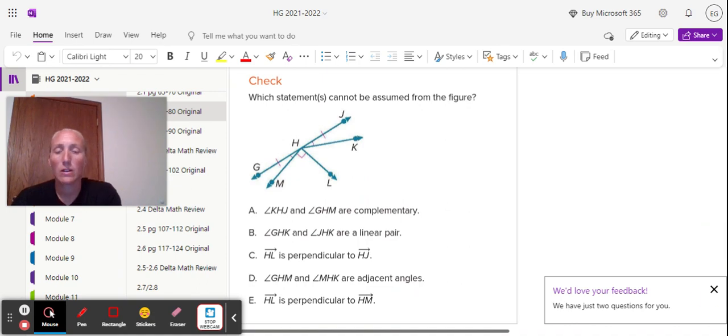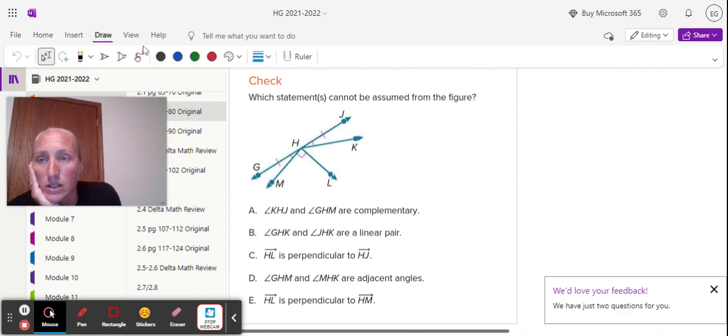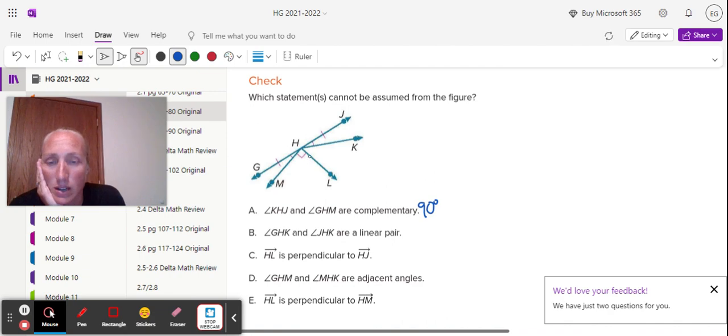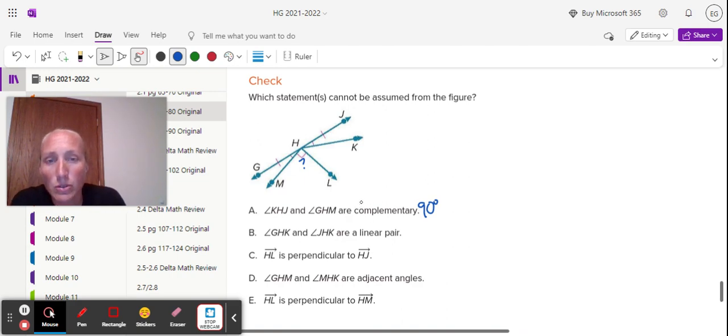There it is. Okay. KHJ and GHM are complementary. That would mean that they add up to 90 degrees. Sometimes these can be tricky because now I'm looking at this and I'm just thinking 90 degrees and wondering if I have enough information here. I do have a 90-degree angle right here. So KHJ and GHM, I'm going to say no, they are not complementary. This is not something we can assume here because actually it would be that angle there with both of these angles over here that would have to add up to 90. So that's why we're going to say no on that one. Cannot make that assumption.